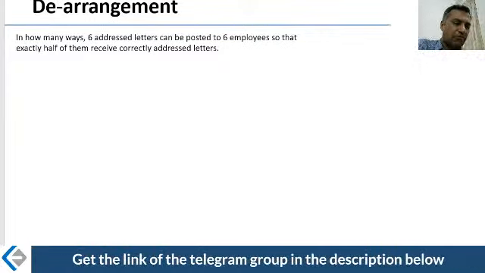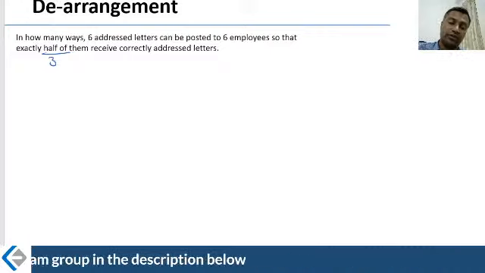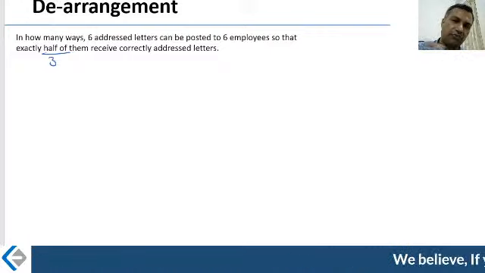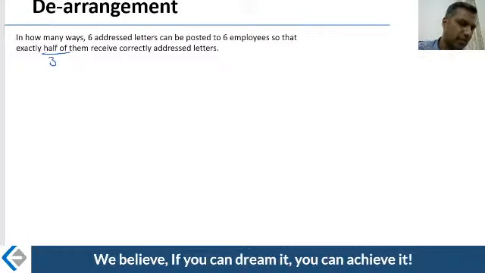so that exactly half of them, basically 3 of them, receive the correctly addressed letter? In the sense, you said that for 3 fellows I will send the correct letters, and I will create a confusion among the remaining 3 fellows. That's the idea here.